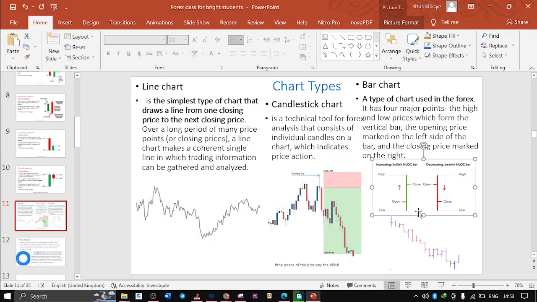So, now are you seeing this anatomy of the bar chart? This is for the bullish candle: opens low, goes high, closes high. Then for the bearish candle, it opens high, closes low. A sample is below down there, as we have seen previously.